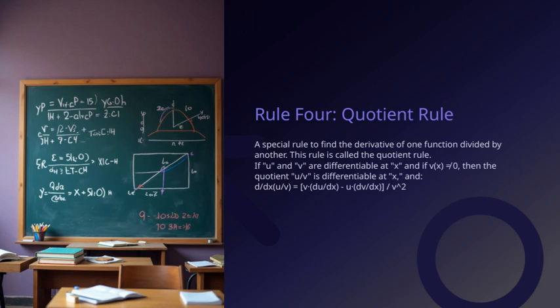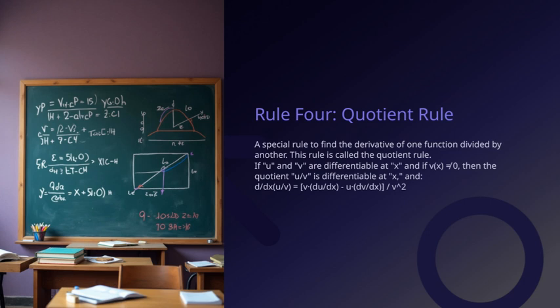It states that the derivative of u over v is equal to v times the derivative of u minus u times the derivative of v, all over v squared. This rule is really important because it helps us differentiate ratios of functions efficiently.